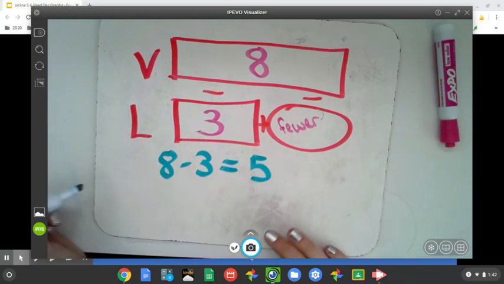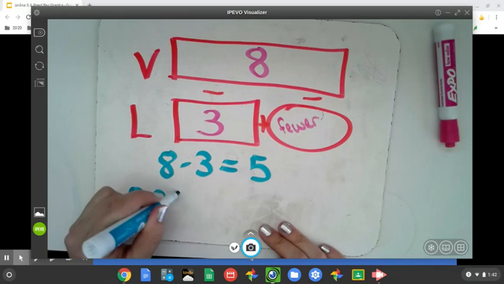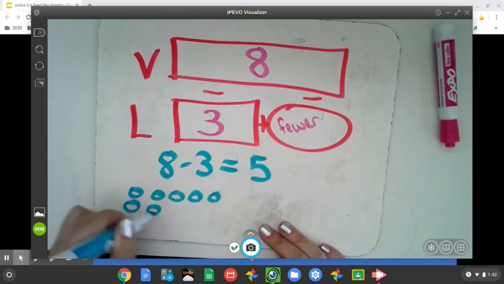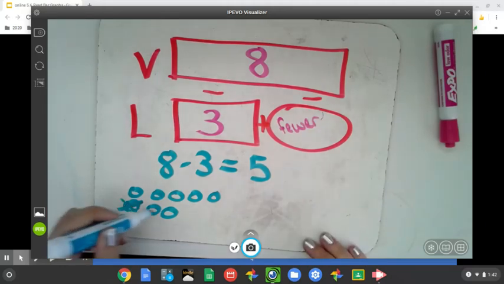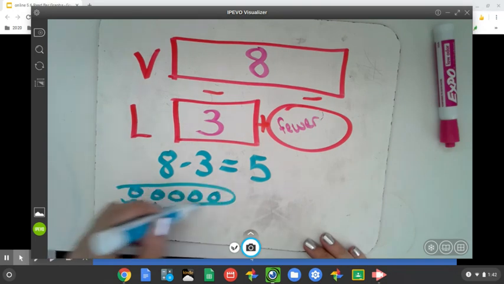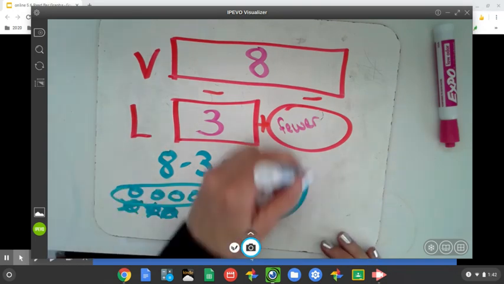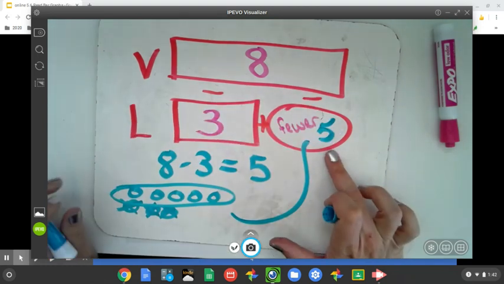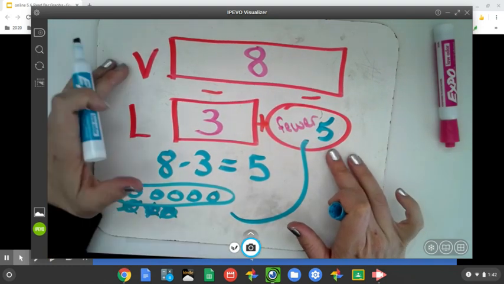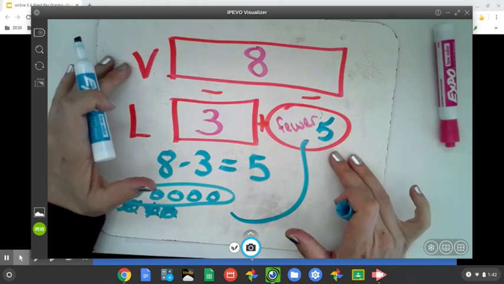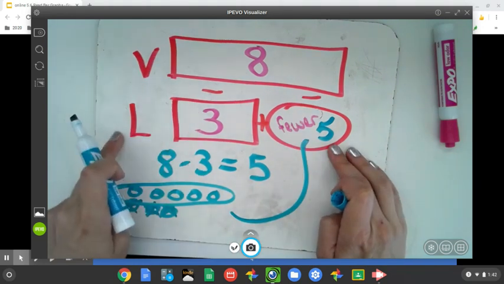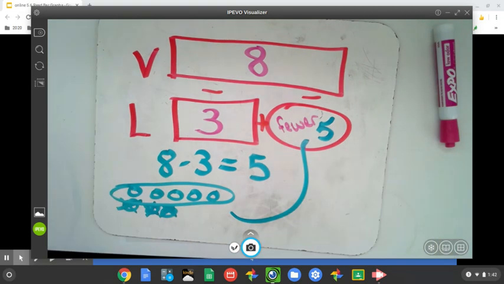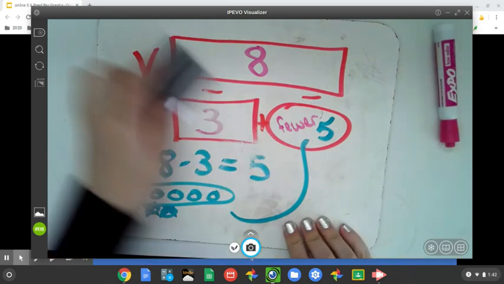Some of us like to make drawings to show and represent our work. So you can have 1, 2, 3, 4, 5, 1, 2, 3, 8. And I'm going to just subtract 1, 2, 3, which leaves me with 5. So either way, we know there are 5 fewer lilies than violets. Another way we can say this is that there are 5 more violets than lilies. Okay, so you can say them in different ways, right? Depending on how you want to read your data.